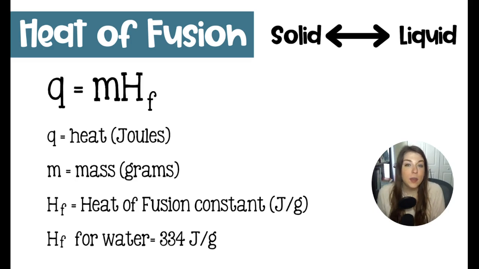If we needed to figure out the amount of potential energy being lost or gained as a substance changes phase, we have two equations. We have an equation anytime we are converting from solid to liquid or liquid to solid. To do that, we would use the heat of fusion. Here's the equation, Q = mHf. Q is the heat that is measured in joules.